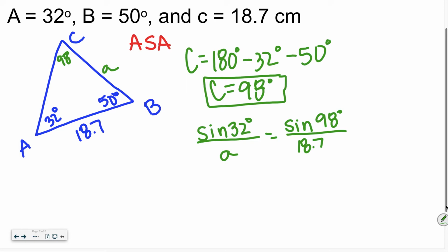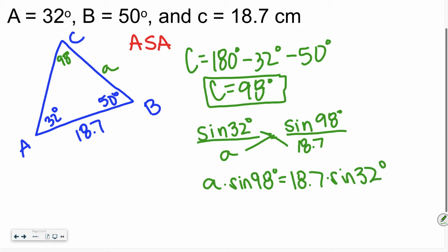Okay, you now have a proportion to solve. I'm going to take it step by step for you just so you can see it, but you're going to solve enough of these to where you probably don't need to always show your work, okay? But since we have a proportion, we can cross multiply. A times the sine of 98 degrees equals 18.7 times the sine of 32 degrees.